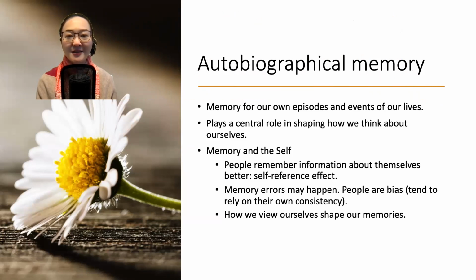Memory and the self. People remember information about themselves better. It's called self-reference effect. Memory errors may happen. People are biased. People tend to rely on their own consistency. How we view ourselves shape our memories.